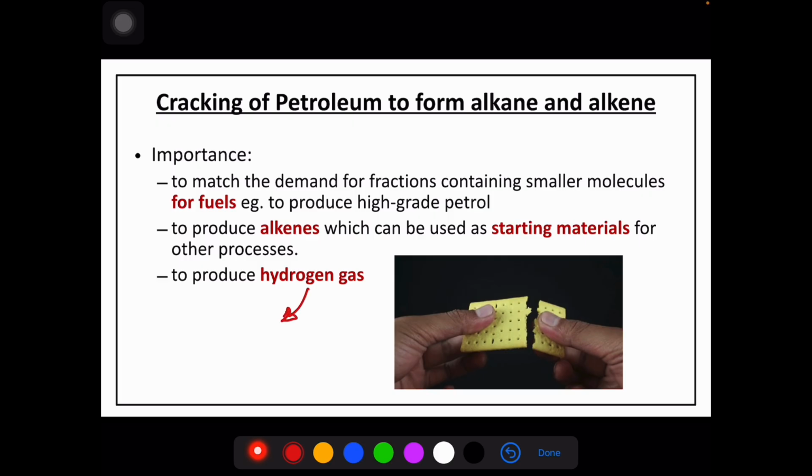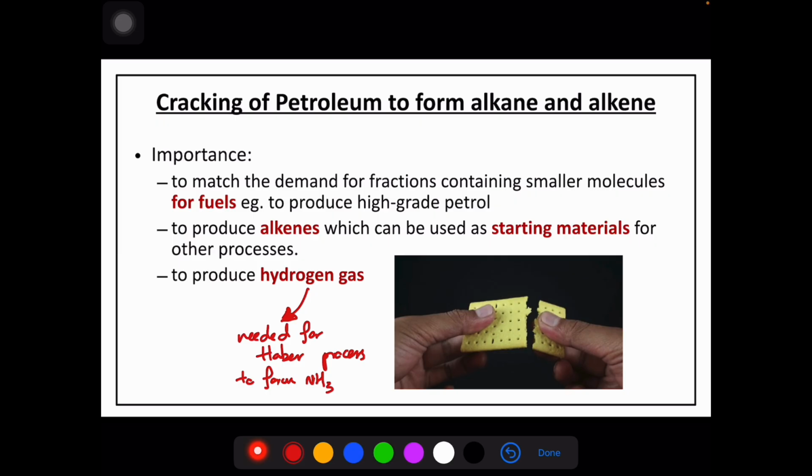Now, why is hydrogen gas important? This is actually needed for the one that we have learned earlier this year, the Haber process, to form ammonia. Right? So to form ammonia, we need H2. So where does the H2 come from? It actually comes from a cracking process like this.